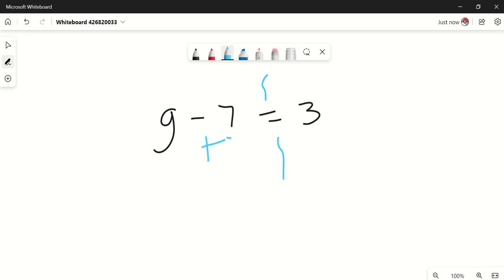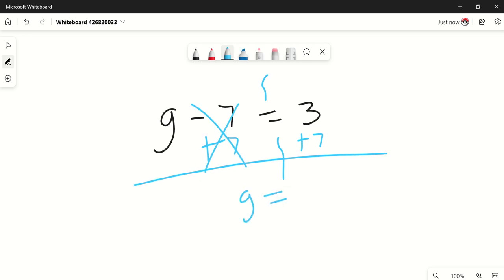So I'm adding 7 here. Got to add 7 here. These cancel out because negative 7 plus 7 is 0. G will equal 3 plus 7, which is 10. And that's how you would show me to solve it. I'm just showing you. That's how you would do it.